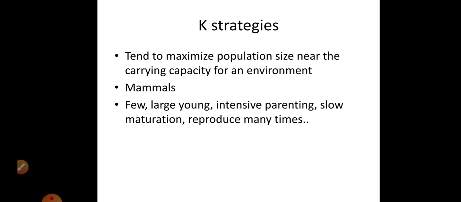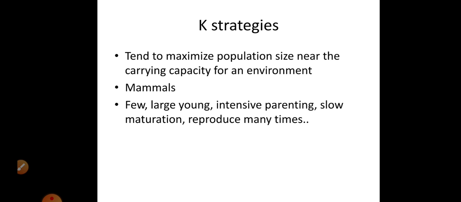Another strategy is the K strategy. It means that the population could grow until it reaches the carrying capacity. It's like mammals. Mammals can reproduce in a certain range of their lifetime or lifespan. So they are occupying the K strategy.